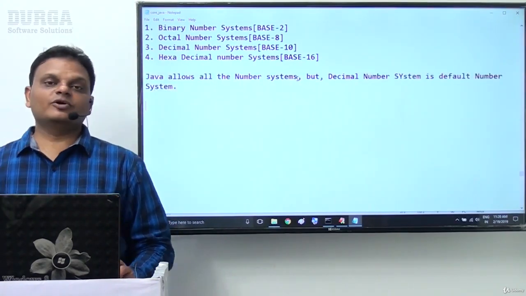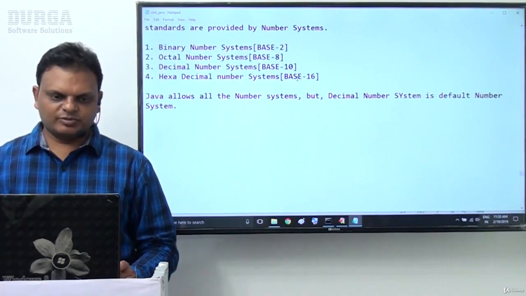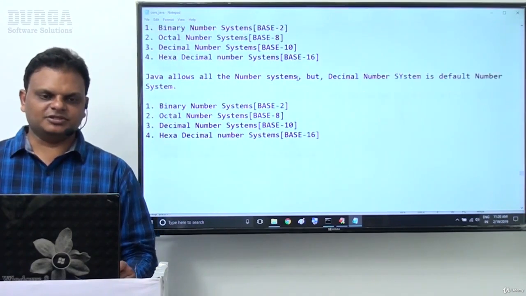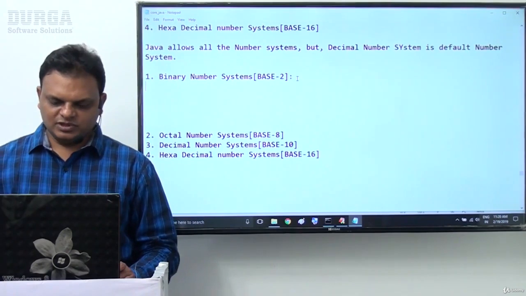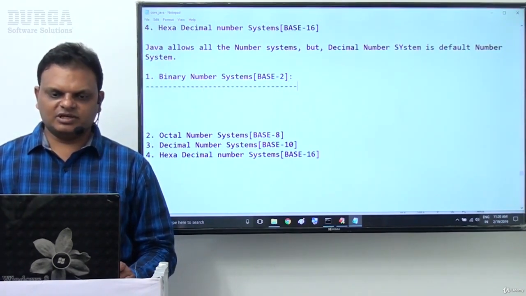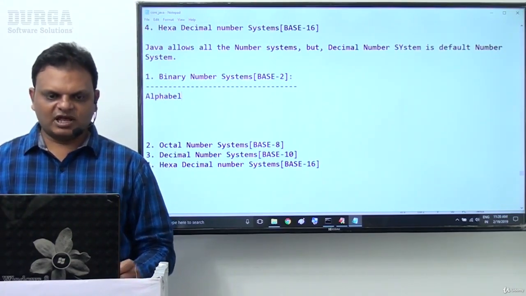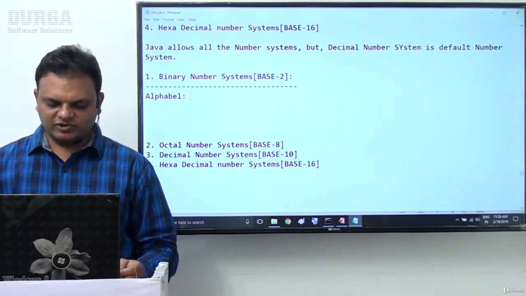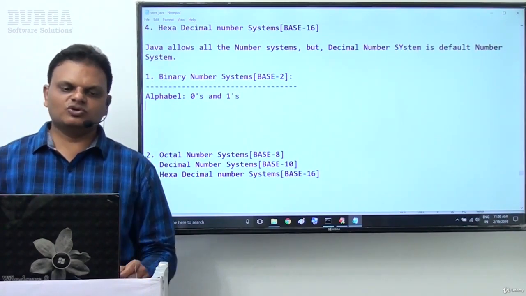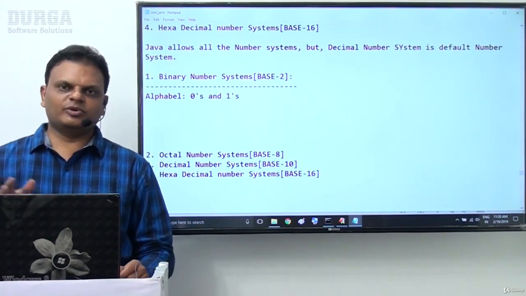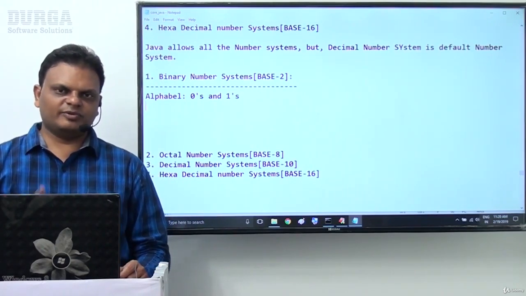Good. But how are we going to represent these numbers in our Java applications? How is it possible to represent these number systems? Observe clearly the very first one, the binary number system. If you want to represent numbers in binary representation, we have to provide the input alphabet, which is zeros and ones only. We have to prepare the number with zeros and ones only.